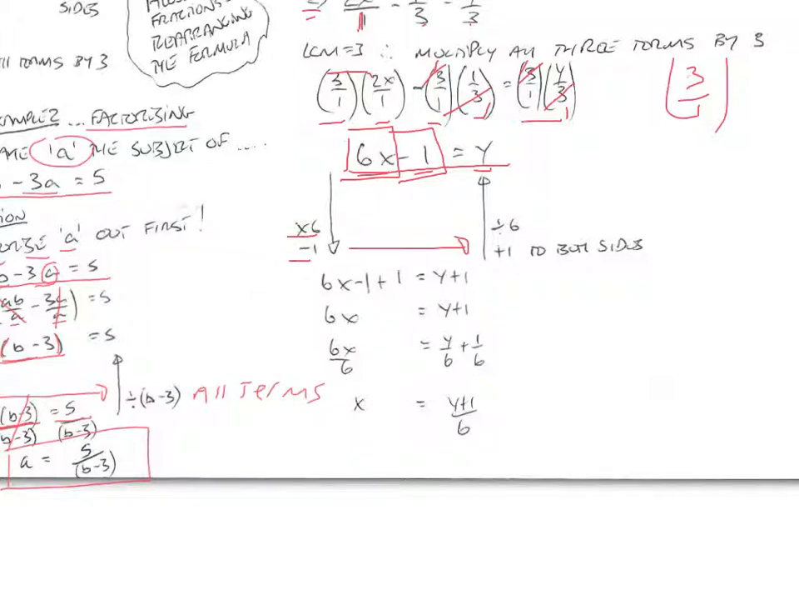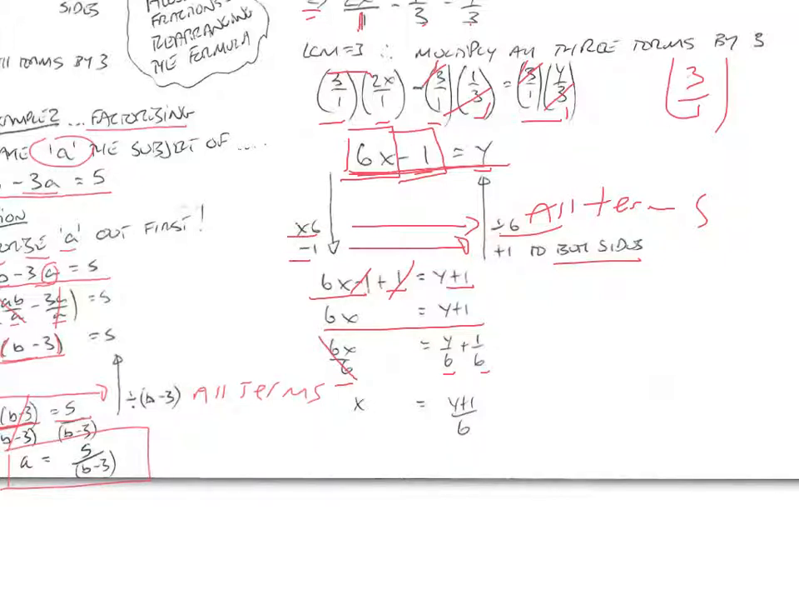We'll add 1 to both sides, and then we'll divide all terms by 6 once we've looked to cancel in between the two steps. So we rewrite 6x minus 1 equals y as 6x minus 1 plus the 1 equals y plus the 1. These two will cancel, so 6x will be equal to y plus 1. We now need to divide all terms, okay, all terms by 6. So we'll have 6x over 6 is equal to y over 6 plus 1 over 6. So x is equal to y over 6 plus 1 over 6.